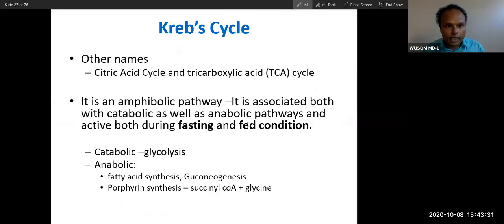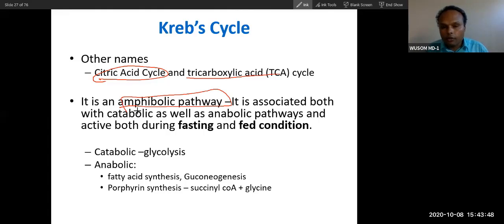Let's see this Krebs cycle. What is the Krebs cycle? The Krebs cycle is also called the citric acid cycle because citric acid is also a tricarboxylic acid. That is why this is called the tricarboxylic acid cycle. It is an amphibolic pathway. Why amphibolic pathway?